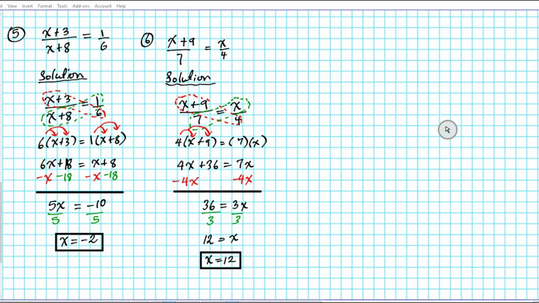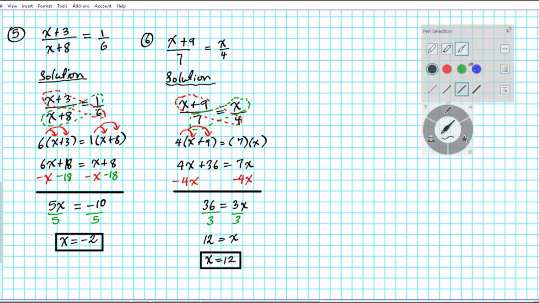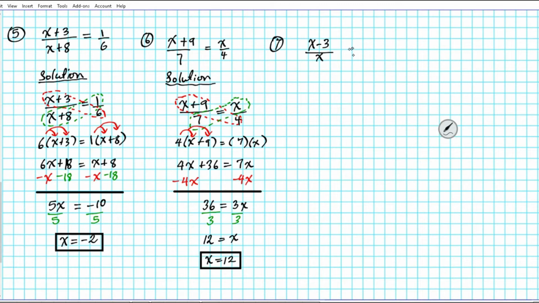Alrighty, let's take a look at question number 7. So for question 7, let's say we have the proportion given by x minus 3 over x equals 1/2. Alright? So we're going to follow the same procedure that we have followed for the previous problems.